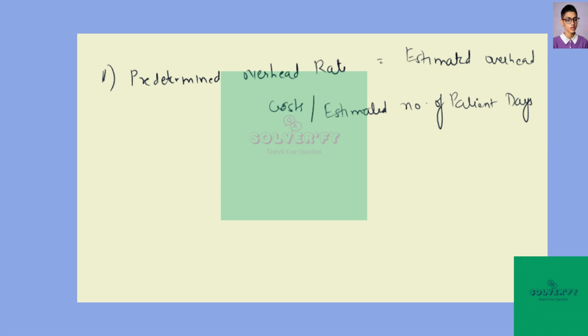In this case, the estimated overhead cost is $12 lakh and the estimated number of patient days is 10,000. Therefore, the predetermined overhead rate is $12 lakh divided by 10,000 equals $120 per patient day.